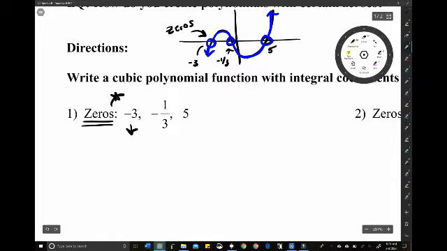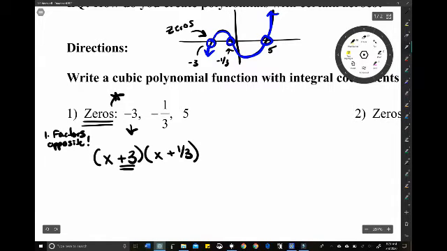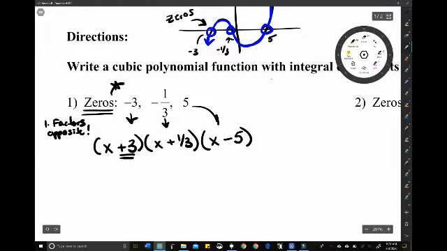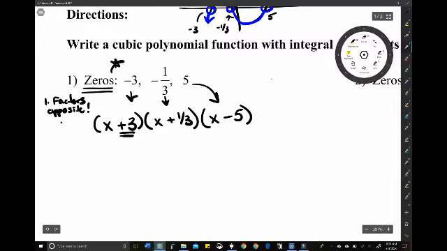So to go from a zero to a factor, we're just going to make it opposite. So x plus 3. Okay, so make factors that are opposite. Okay, x plus 1/3. And then lastly, x minus 5. So we go from zeros to factors. Okay. The end of the game is we're going to have f of x equal those.